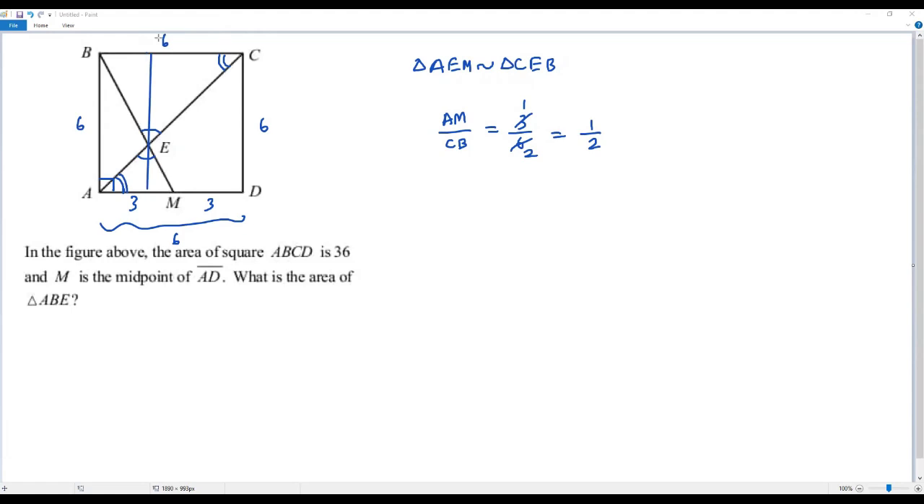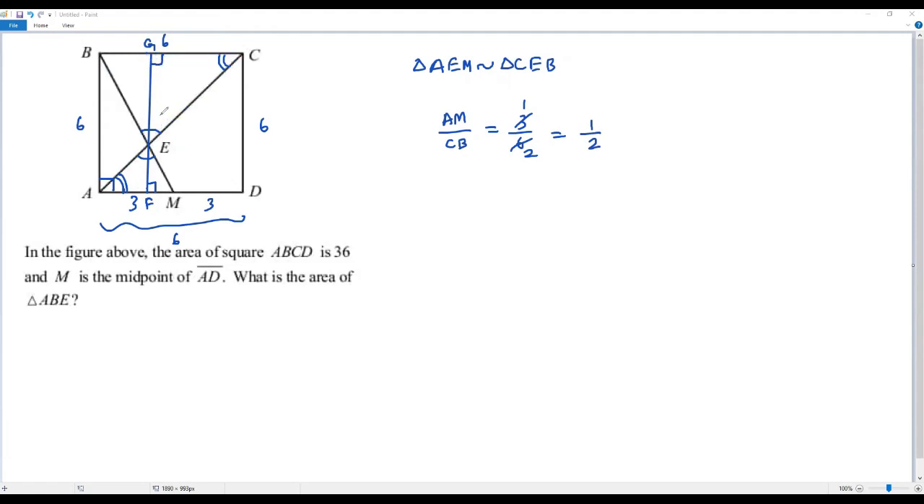Since it's a vertical line, it will intersect the side BC of the square at a right angle, and also here it will intersect at a right angle over here. And let me take the point F over here and G over here. So this EF represents the height of this triangle AEM, and this EG represents the height of this triangle CEB over here.